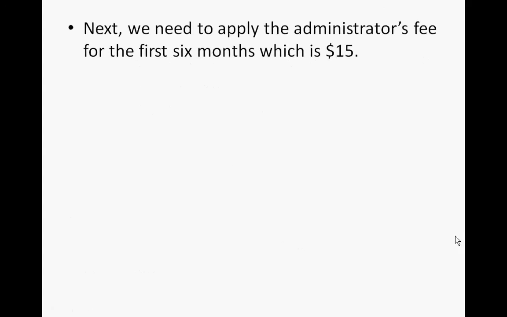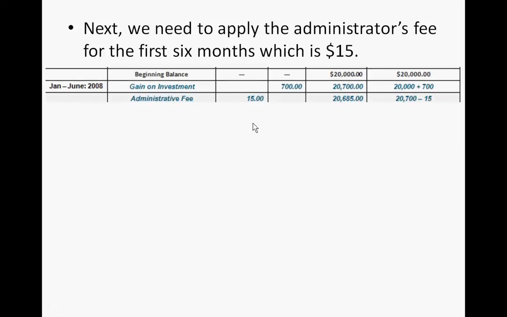So next we need to apply the administrator's fee for the first 6 months, which is $15. So since it's a fee, we write in administrative fee, and the $15 goes under the withdrawal, or the credit. Which means now we have to subtract the $15, which gives us $20,685. And how did we get that? The $20,700 minus 15.